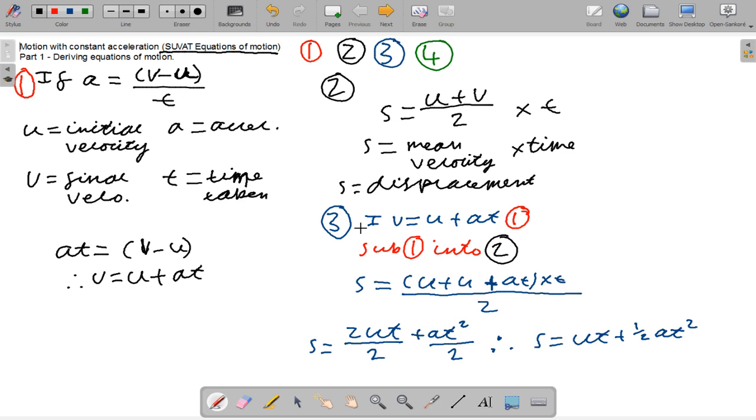And for 3, if v equals u plus at, you substitute equation 1 into number 2, and then s equals u plus u plus at over 2 times t, and then s equals 2ut over 2 plus at squared over 2, because you have to expand the bracket with t, and then this makes s equals ut plus half at squared. So we'll move on to the next one, equation 4, and find out how that one is derived.